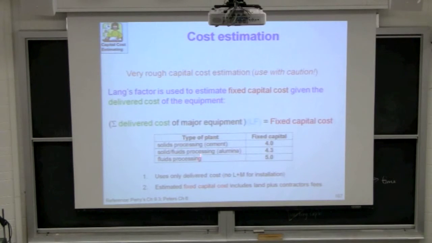No, so what we're saying is that for a fluids processing plant, that factor is a higher number. It's a factor of 5 for a fluids processing plant. So a fluids processing plant costs a lot more for the same pieces of equipment than it would for a solids processing plant.